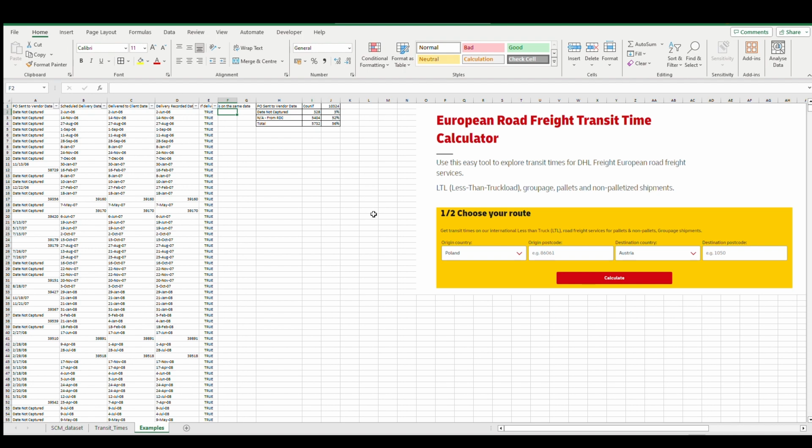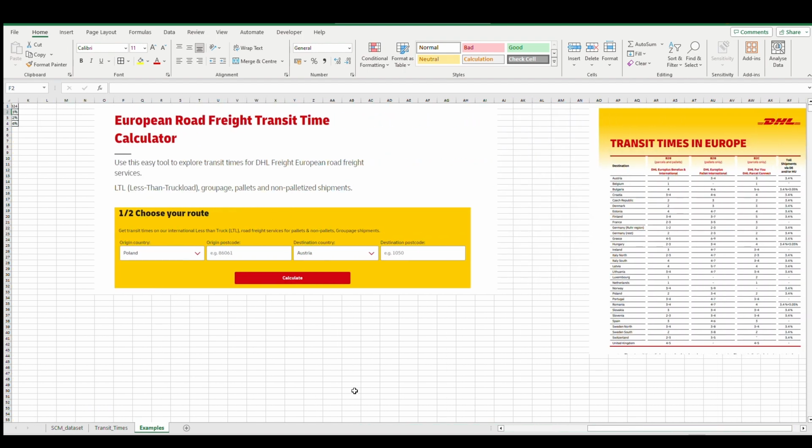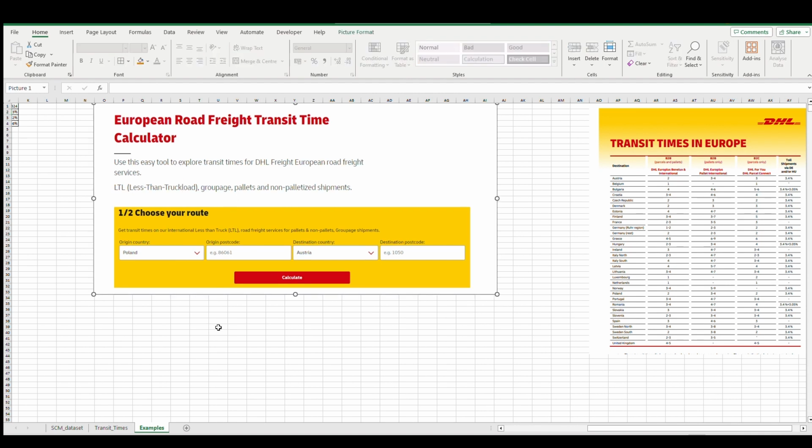Let's focus on other examples of transit time. Here I have this European Road Freight Transit Calculator from the DHL website. This is a calculator for LTL, groupage and pallet shipments. You can choose the origin country, destination country, and origin postcodes, and this calculator gives you the transit time from DHL as well, and the cost for these shipments. So very useful information. You can do it by yourself.